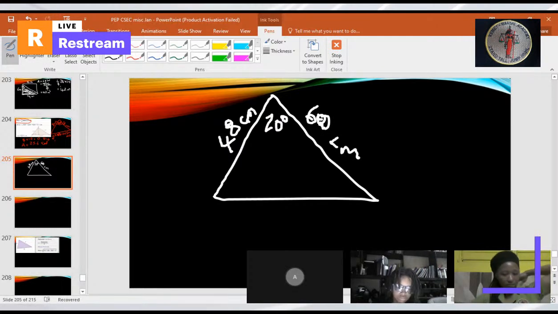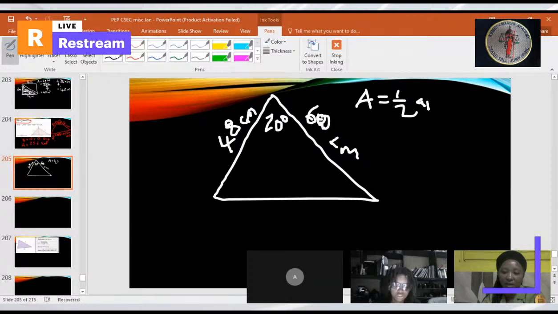Half times A times B. So area equals half AB sine C, where C would be the angle in between them. All right.